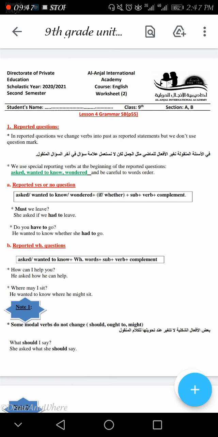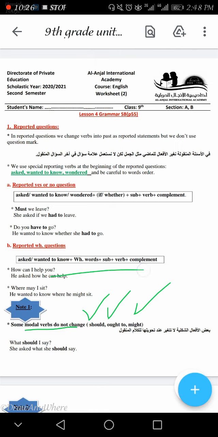Now be careful about this. Some modal verbs don't change. Some modals, I mean will, would, can, could, shall, should, must, may, might, ought to, have to, had to. All of these are modals. Some of the modal verbs do not change when converted to reported speech. What should I say? She asked what she should say. Among them are should and ought to. Okay?